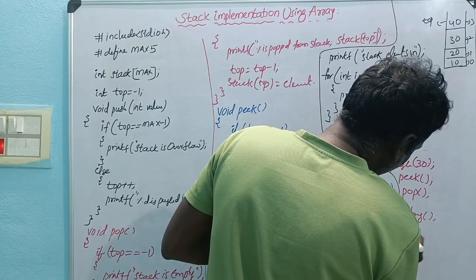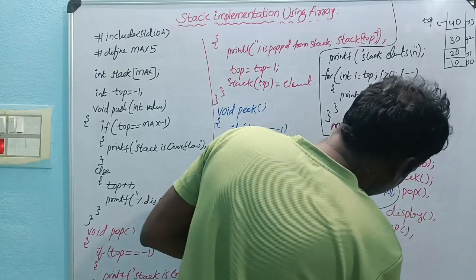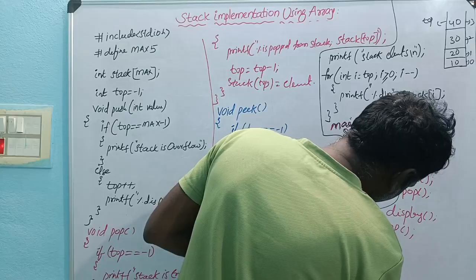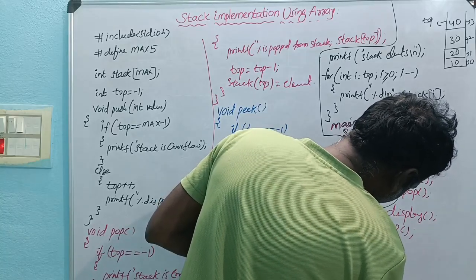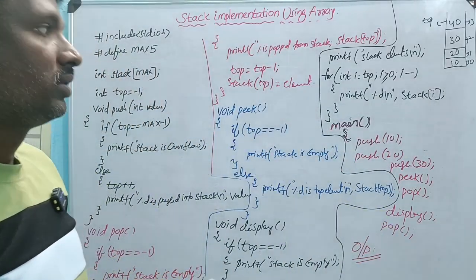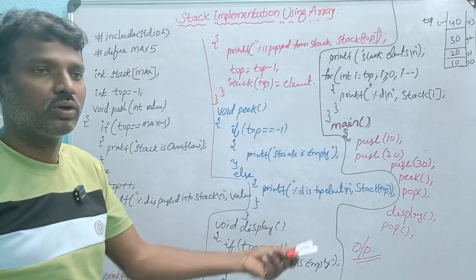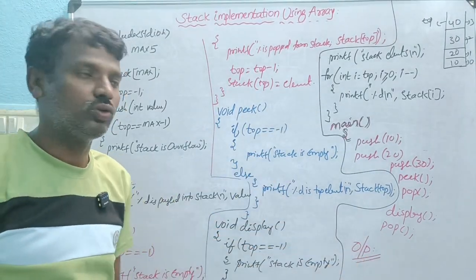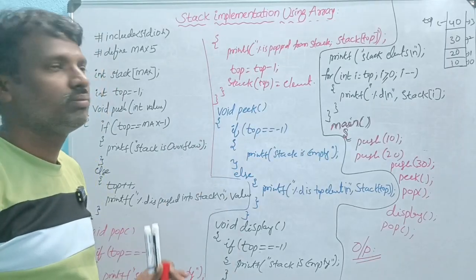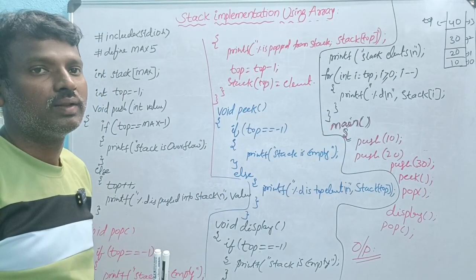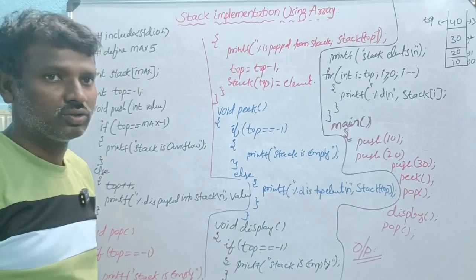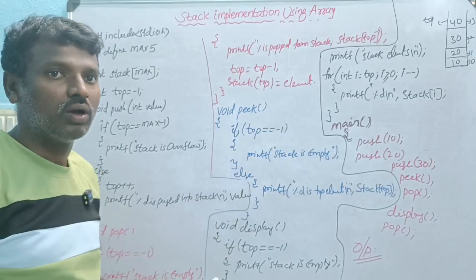Again pop. See the output. So what is the expected output? Guess what the expected output is, and continue with that output. So this is the simple implementation of stack using arrays. So thank you everybody.